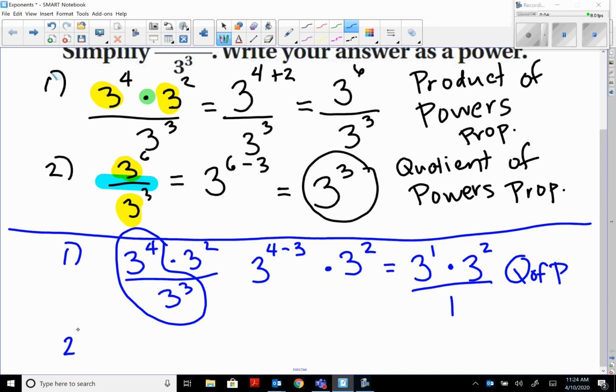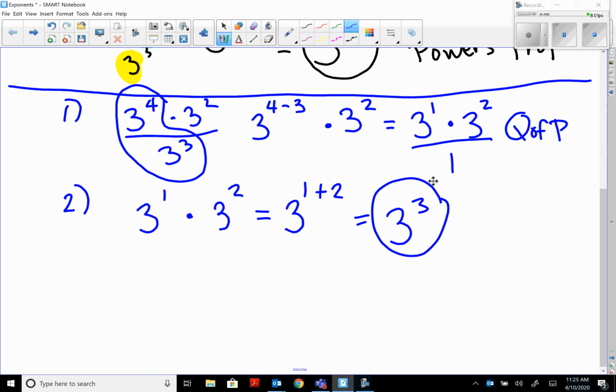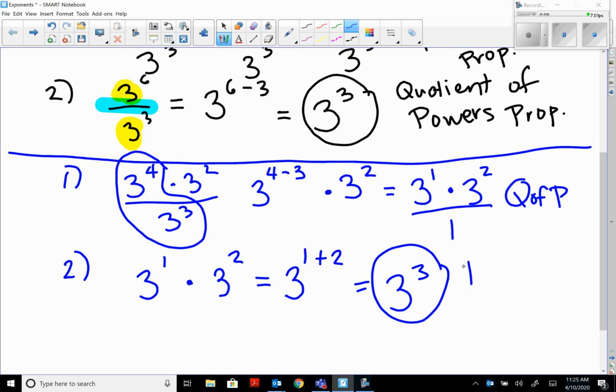And then step 2 would be to use the product of powers property. So now I have 3 to the 1st power times 3 to the second power, which is multiplication. So I can use the product of powers property, so I can add my exponents. 3 to the power of 1 plus 2, which is 3 to the third power. And if you take a look, we got the exact same answer no matter which way we did it. And it doesn't really matter to me which way you do it first. You can choose what makes the most sense in your brain.